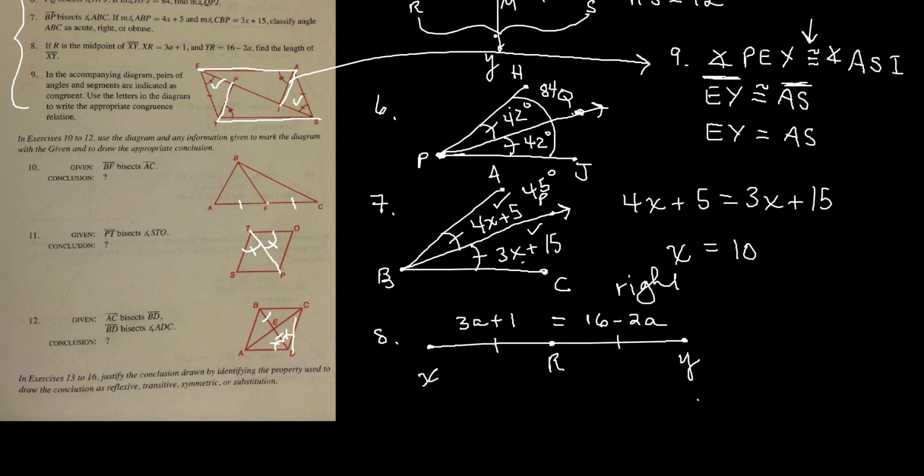Okay, next. I think the last ones are going to be a lot quicker than the ones I just did. Okay, so this one you have to tell. The directions say in the exercises, justify the conclusion by identifying the property used to draw the conclusion as reflexive, transitive, symmetric, or substitution. So they give you only a few to pick from.